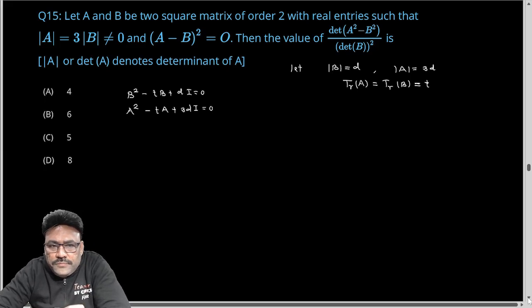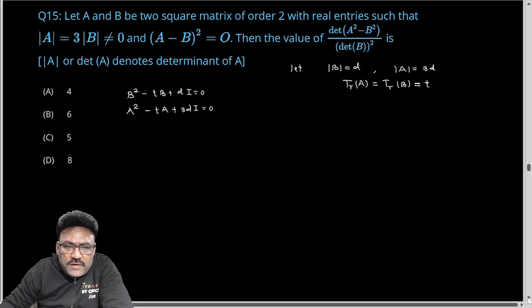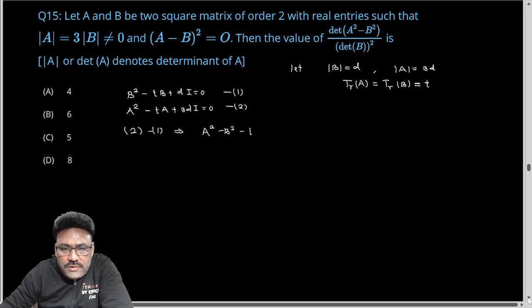So I got this. Now let's say this is 1 and this is 2. If I subtract second minus first, I will get A square minus B square minus T times A minus B plus 2dI is 0. This gives you A square minus B square plus 2dI is equal to T times A minus B, that is, trace of A times A minus B.